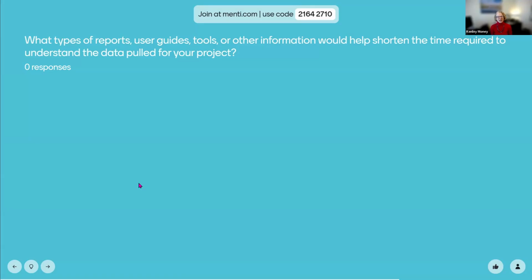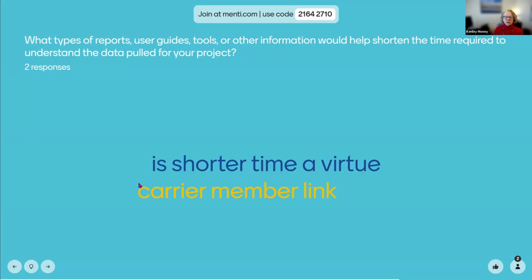So many things to think about. I wonder if a possibility is, when you receive your data, an intro, there we go, shorter time. That's a very good question. So carrier member link, okay.